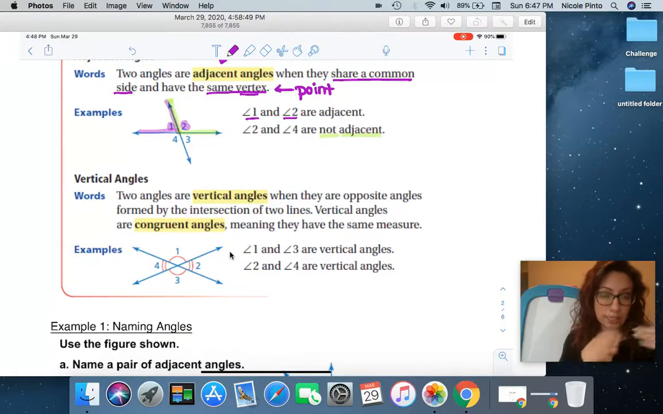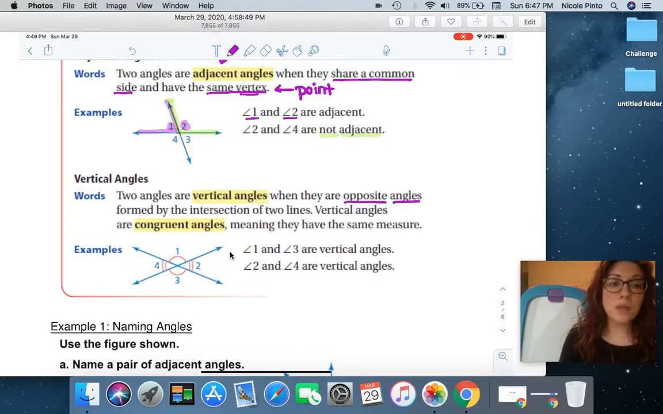They're kind of like looking at each other, se están mirando. So let's look at that. Those types of angles are called vertical angles, okay? They are opposite angles. And they form congruent angles, meaning they have the same measurement, okay? Vertical angles están en lados opuestos, o si se están mirando y tienen el mismo grado, okay?